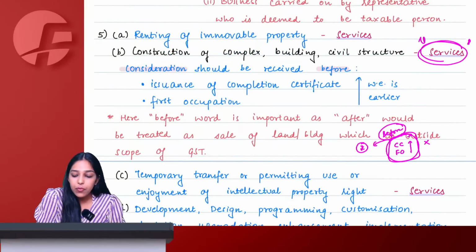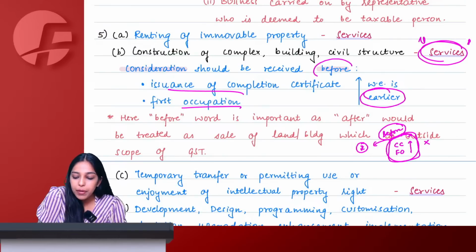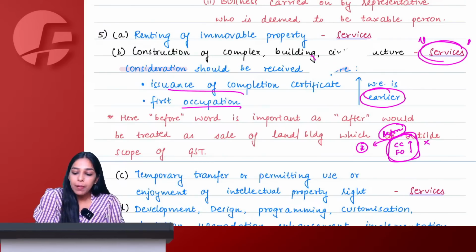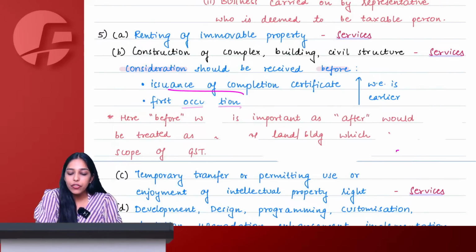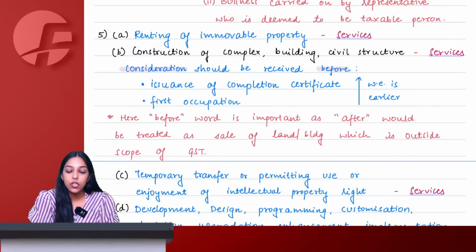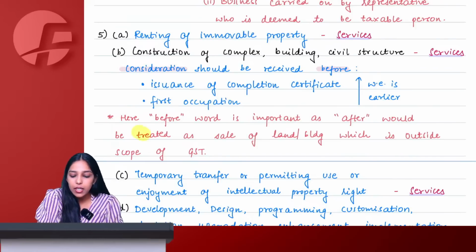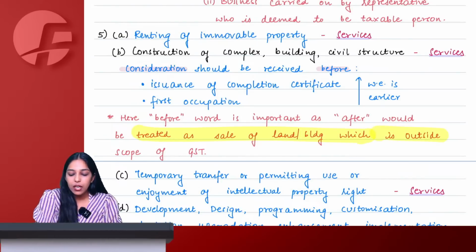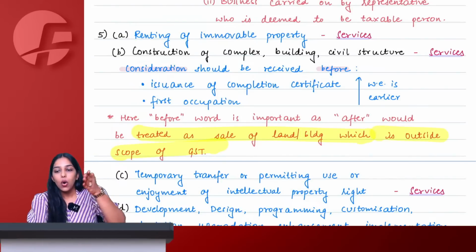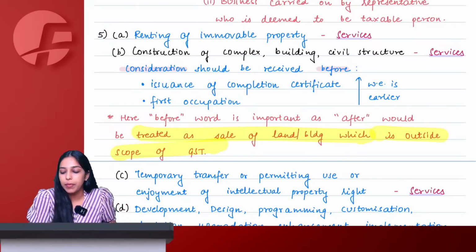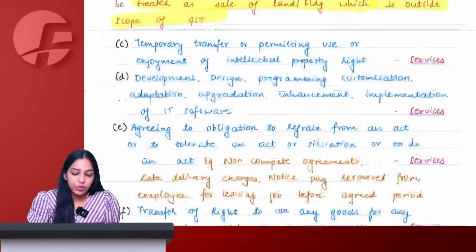So the word CCFO, whichever is earlier, the before word is very important. Why? Because if the consideration is paid after completion certificate or first occupation, then it will be treated as completed sale of land building, which is outside the scope of GST. Only if before CCFO amount is paid, then it is a construction service, right?